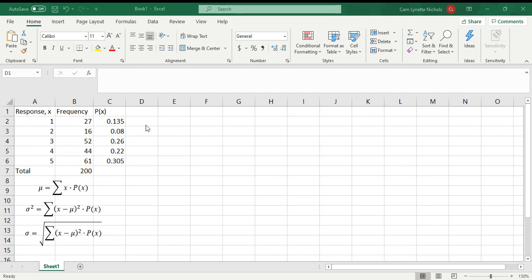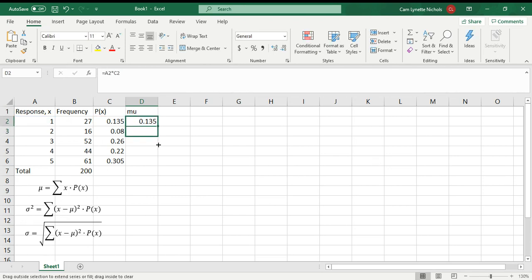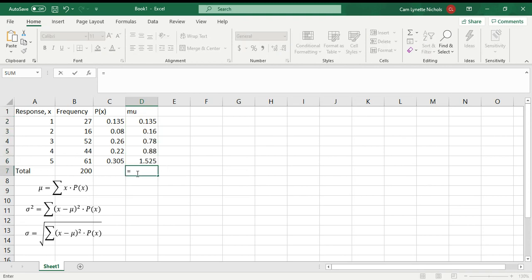So we know that the mean is, so I'm just going to add, so we've got mu. We are going to do the x times the probability. Okay, so again, I'm doing x times the probability, and I'm using cell referencing so that all I have to do is drag this down. And to get the mean, you're going to do the sum of all of x times the probability. And that gives me that 3.48.